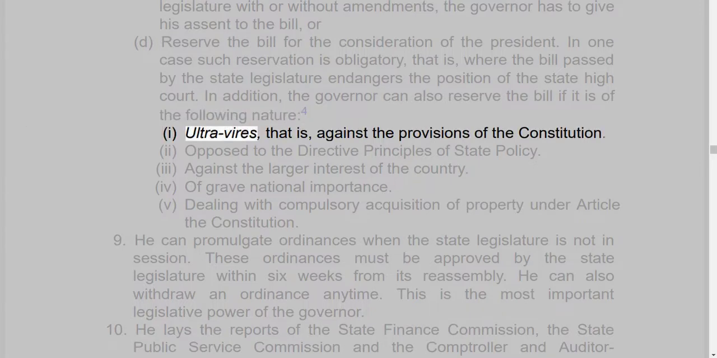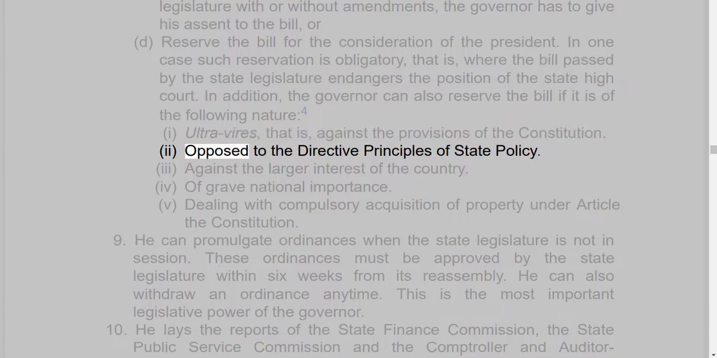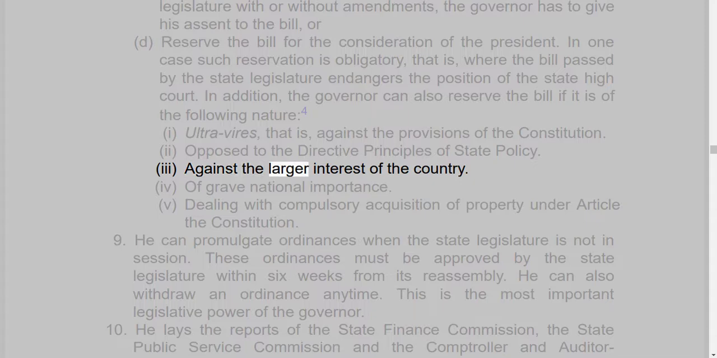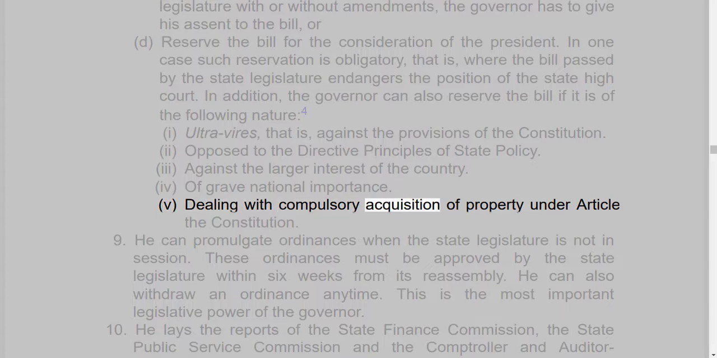1. Ultra vires, that is, against the provisions of the Constitution. 2. Opposed to the directive principles of state policy. 3. Against the larger interest of the country. 4. Of grave national importance. 5. Dealing with compulsory acquisition of property under Article 31A of the Constitution.